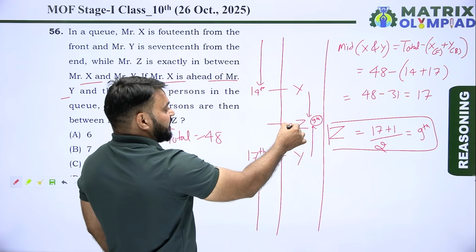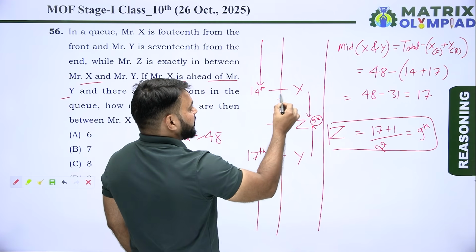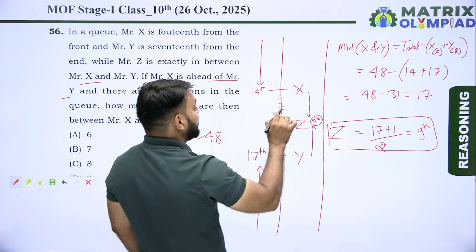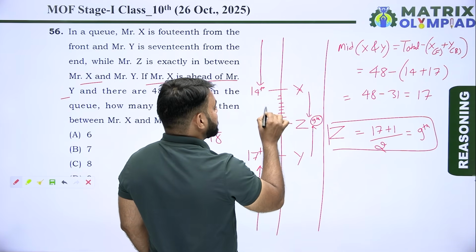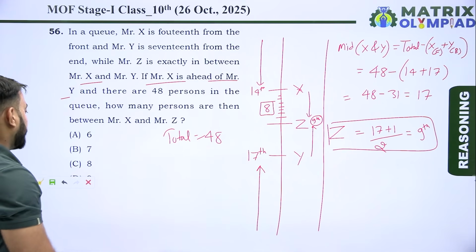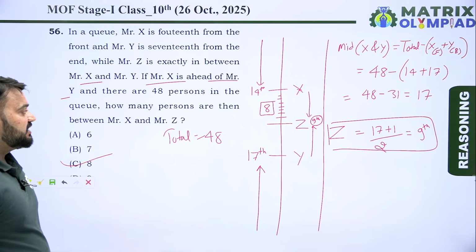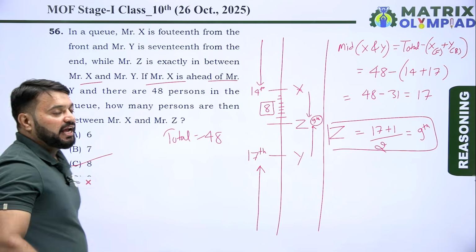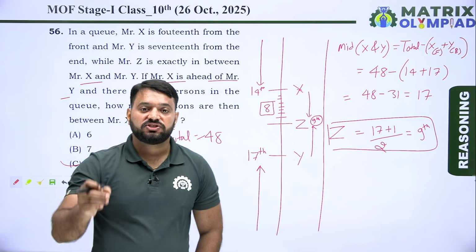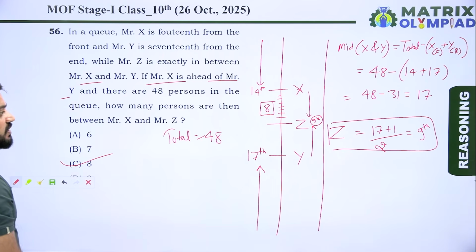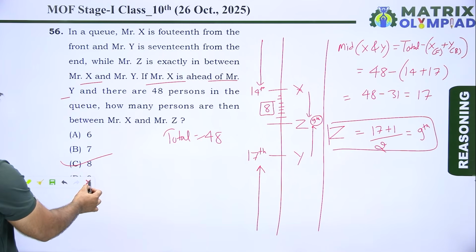X और Z के बीच में कितने पर्सन होंगे? सो Z X से 9th पोजीशन पर है तो इट मीन्स X और Z के बीच में 8 पर्सन हो जाएंगे. सो हेयर option C is the correct answer of this question because there are 8 persons in between X and Z. Let's move on to the next question.